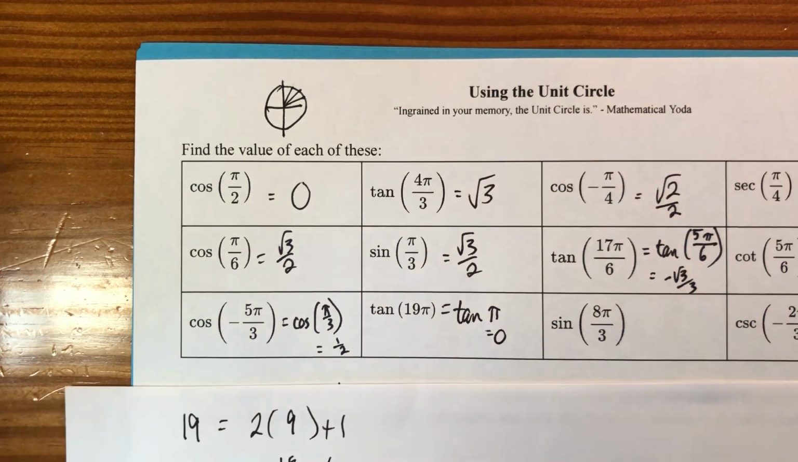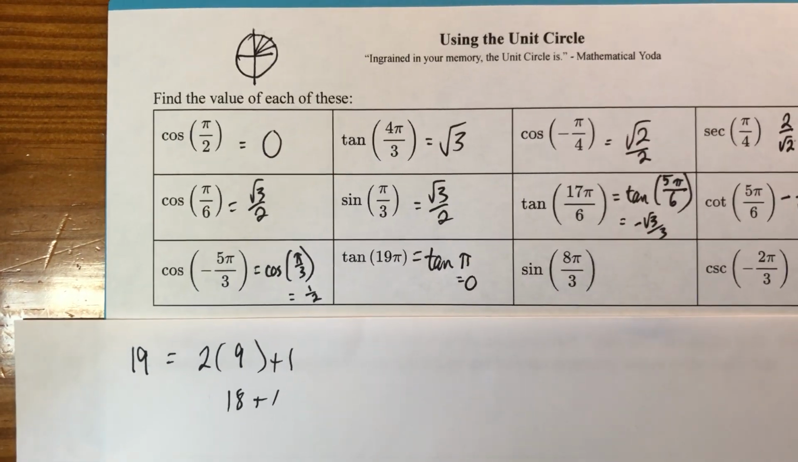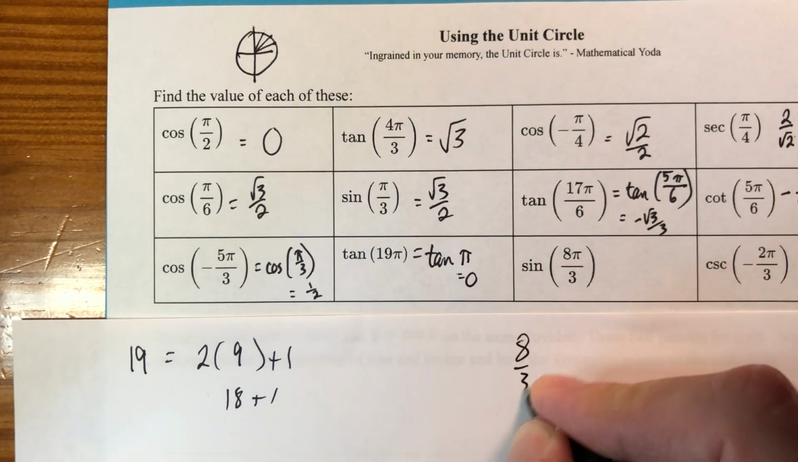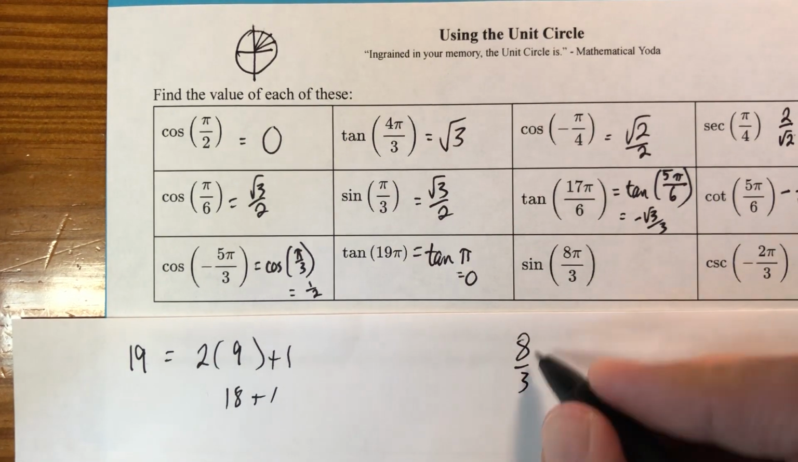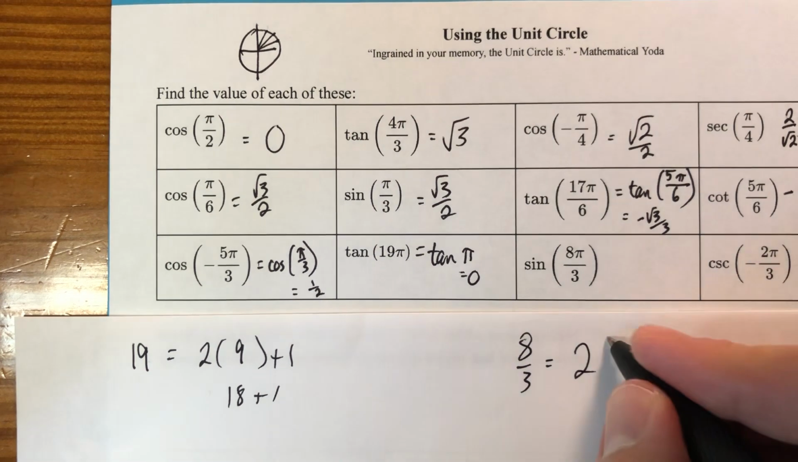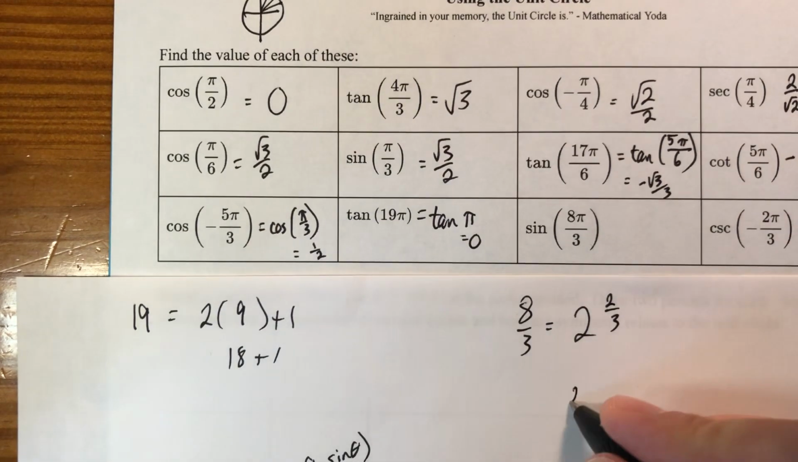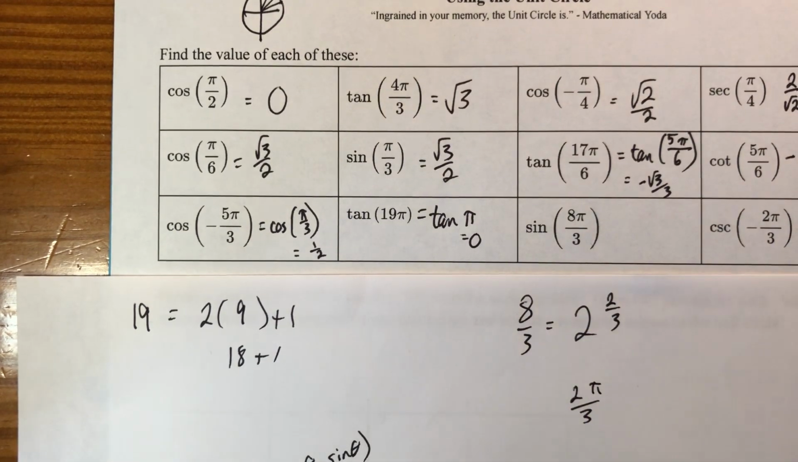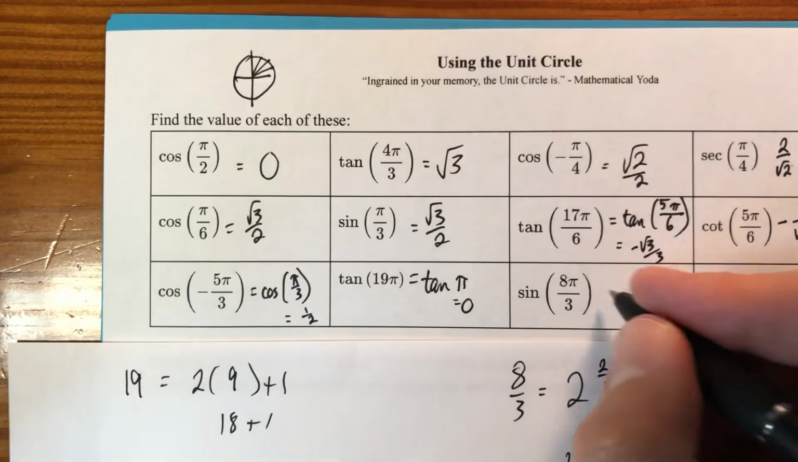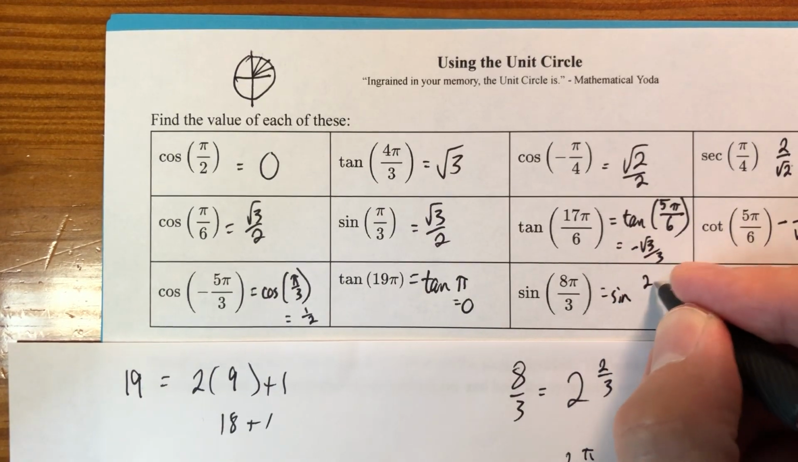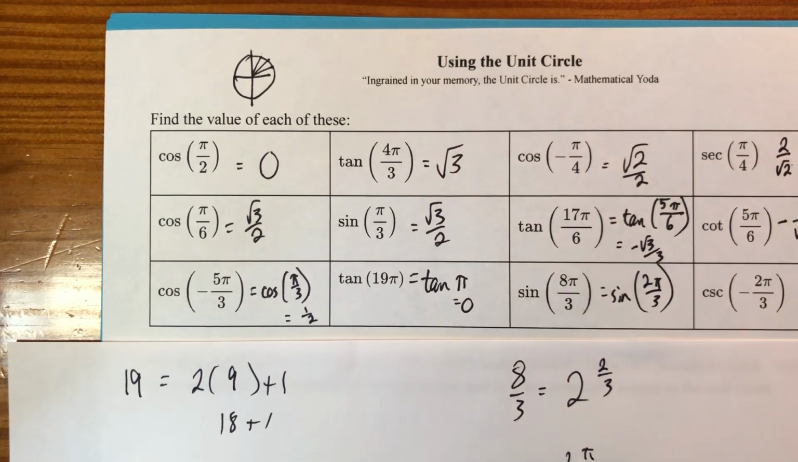Okay. 8 pi over 3, that is bigger than 2 pi. So 8/3, we'll divide that. We'll see how many times 3 goes into 8. Oh, that goes in twice. How convenient. 2 2/3. So what I'm really dealing with is that. Again, all this can happen in your head. So I really have the sine of 2 pi over 3.